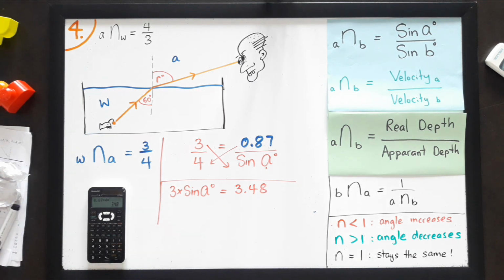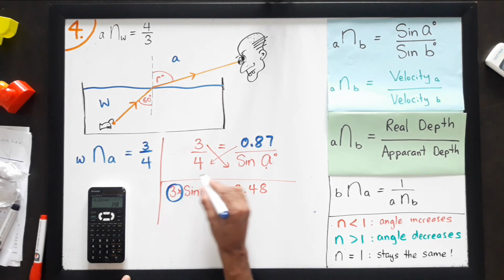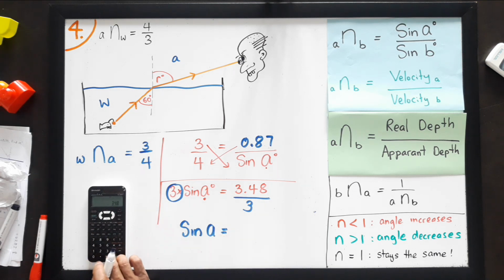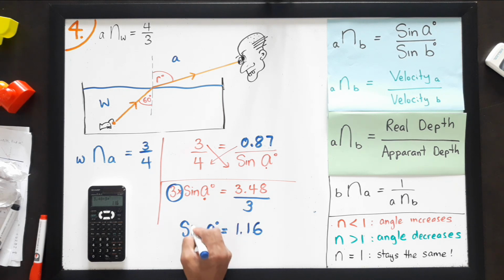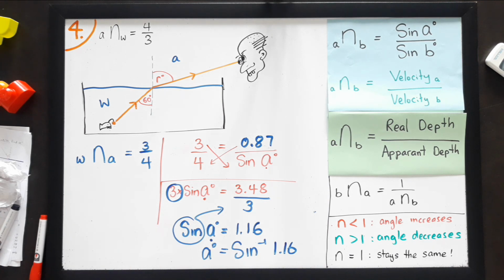Alright? So, let us solve for A. 3 is a multiply. Throw it across, you will get a divide. So, you get sine A is equal to, well, 3.48 divided by 3 is 1.16. But remember, we are trying to solve for A. So throw across sine, and the opposite of sine is sine inverse of 1.16.